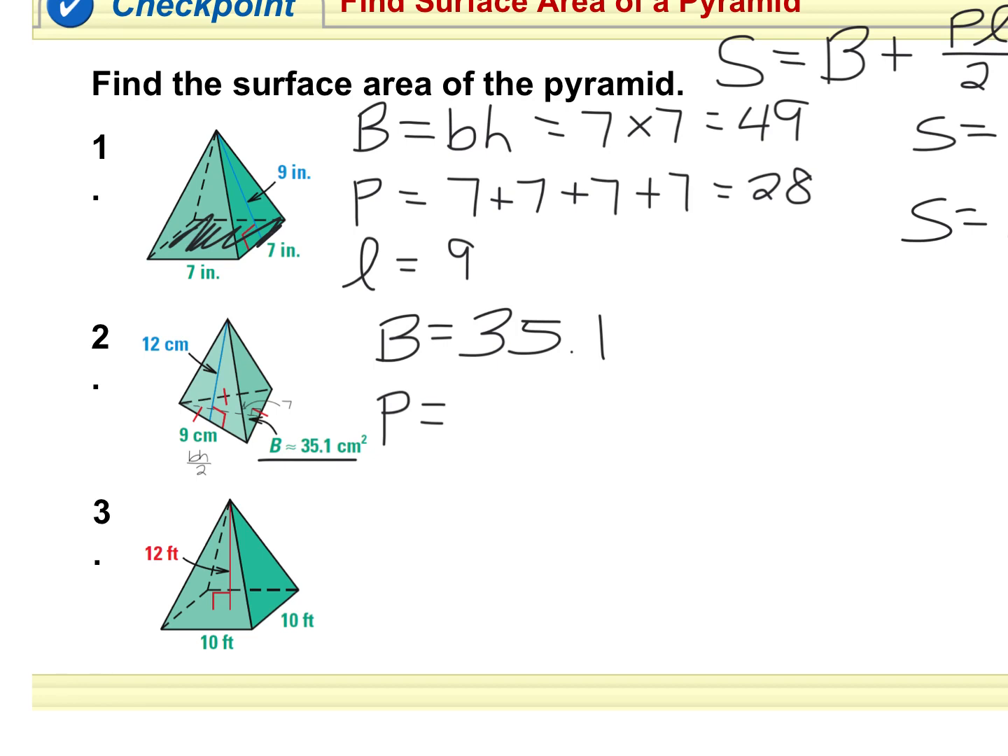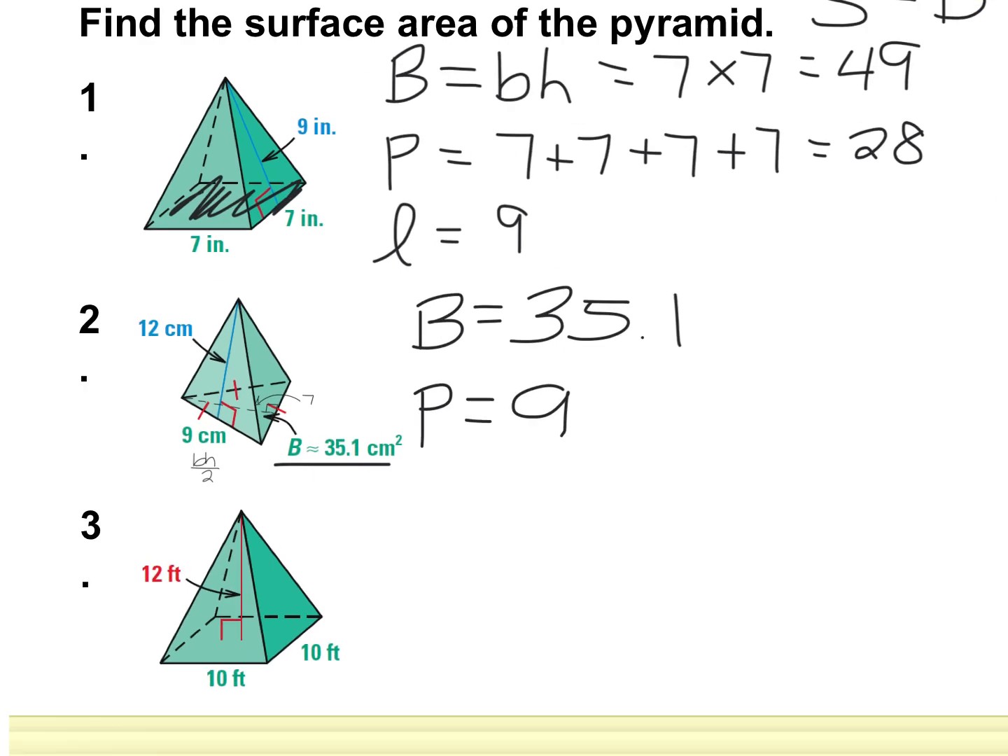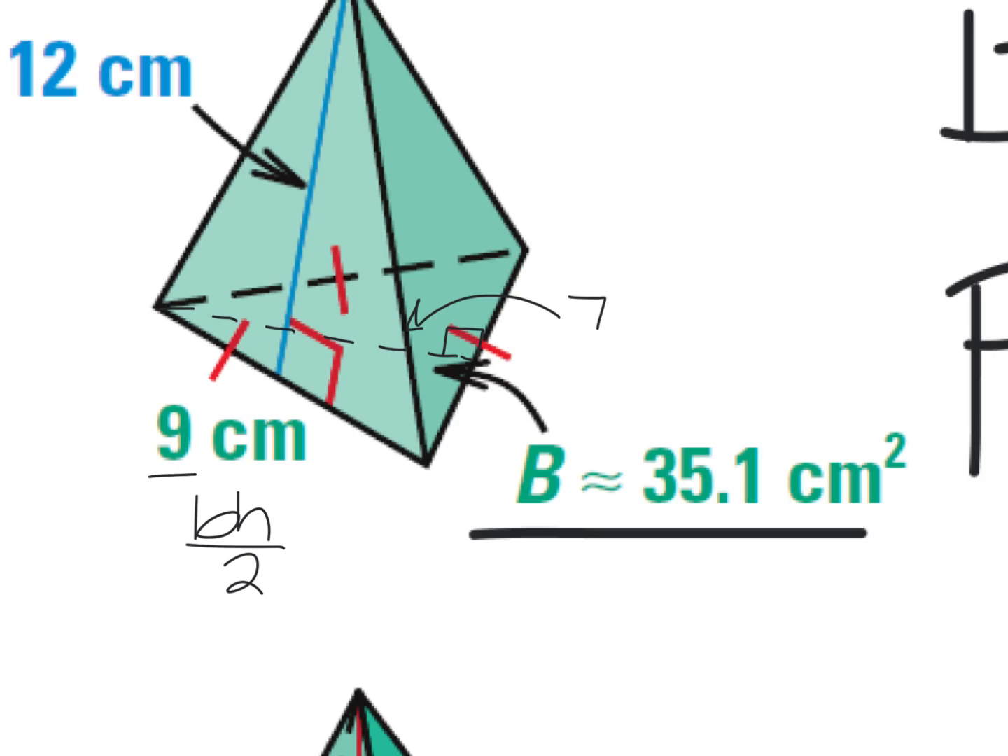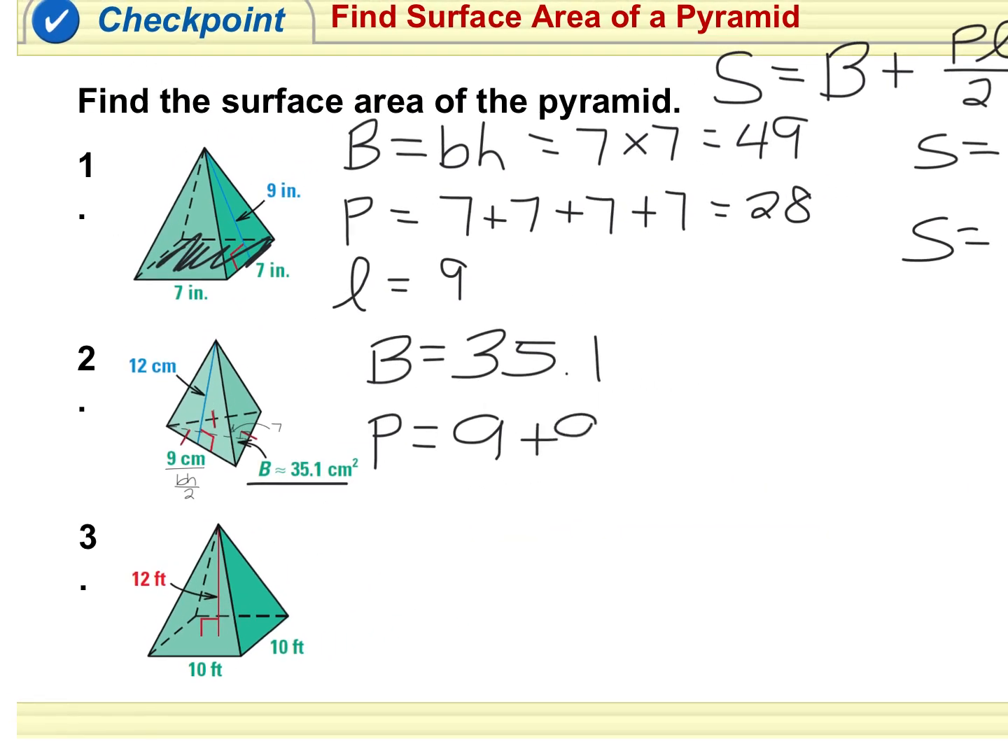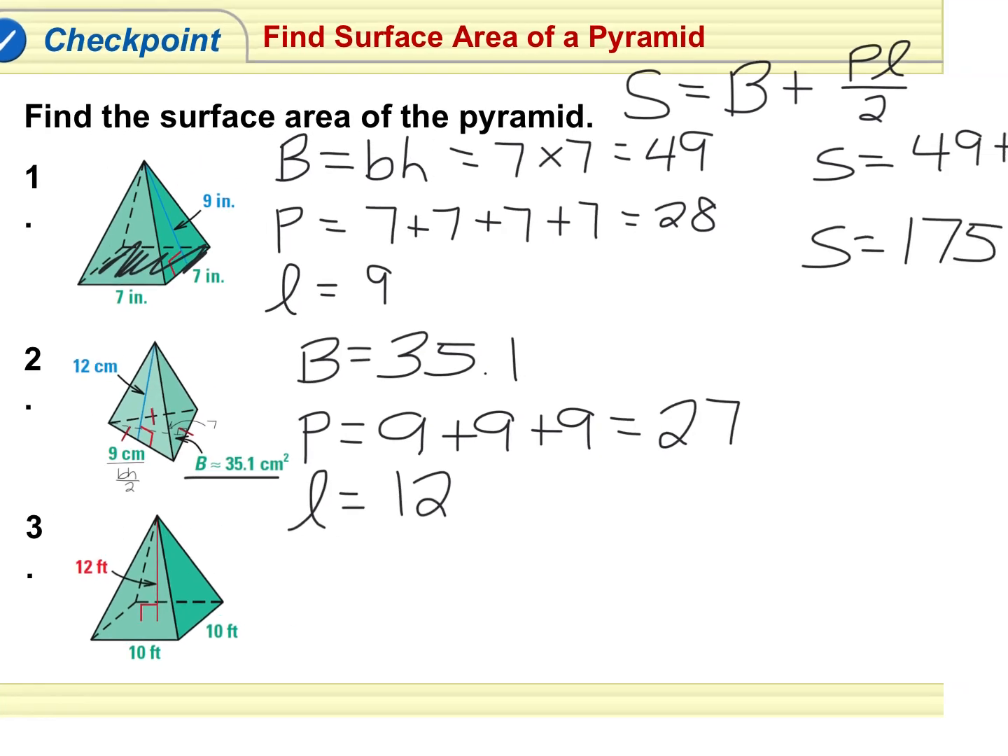What are the sides? Are they all 9? What do these little tick marks mean? They're the same, so they are all 9. So we have 9 plus 9 plus 9. So we get 27. And then lastly, what do we need? Slant height, which is 12. Okay. Now plug it all in.